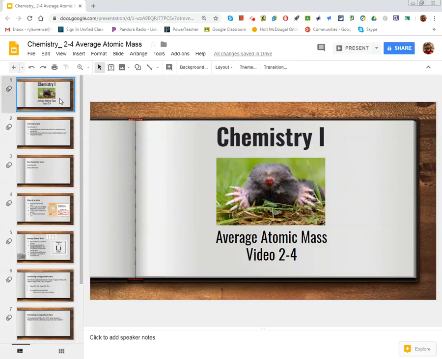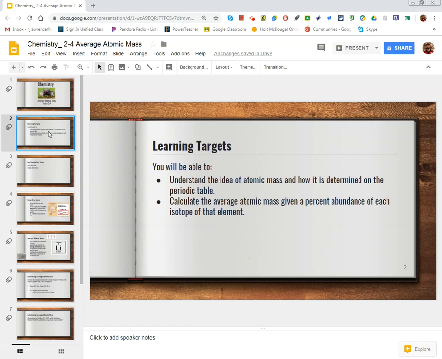Welcome to video 2.4 on average atomic mass. In this video, we're going to look at atomic mass, and we're going to understand on our periodic table how the atomic mass or the atomic weight was determined for the number used on our periodic table. We'll also give you the calculations, and I will show you how to calculate the average atomic mass if you're given the percent abundance of an isotope for an element.